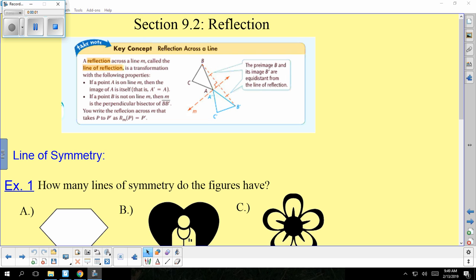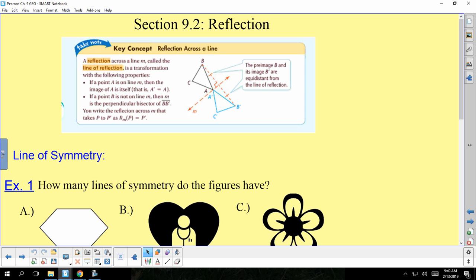Good. All right, so 9.2 is on reflection. And the definition of a reflection here: a reflection across a line M, called the line of reflection, is a transformation with the following properties. If the point A is on line M, then the image of A is itself. So if we have a point on the line of reflection itself, it does not move. It stays in the same spot.